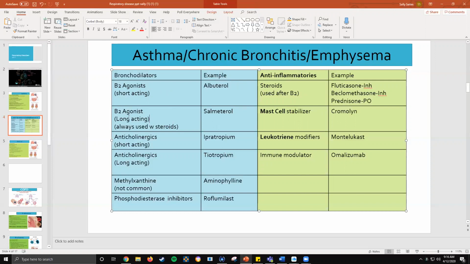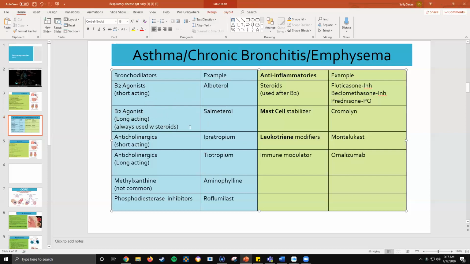Now, whenever we're giving our bronchodilators, if a steroid anti-inflammatory is ordered as well to be inhaled, we always want to do our bronchodilators first, because we want to dilate the bronchial airways, open them up, so that when the patient inhales, the steroids can actually get into the lungs. Okay. With our long-acting bronchodilators, it's very, very common that steroids are used also. So albuterol is a short-acting beta-2 agonist, and our salmeterol is a long-acting beta-2 agonist.